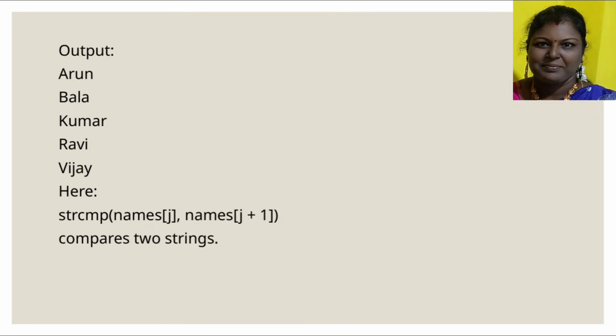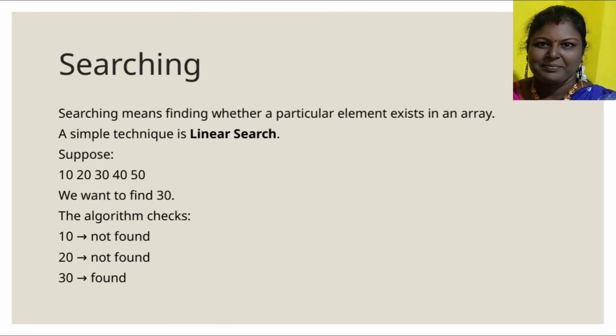When we talk about searching, we mean checking if a specific element is in a list or array. One straightforward way to do this is called linear search. Imagine we have the numbers 10, 20, 30, 40, and 50, and we want to find 30. The algorithm looks at each number one by one, first 10, then 20, and when it reaches 30, it stops. It's simple but effective for small or unsorted lists.